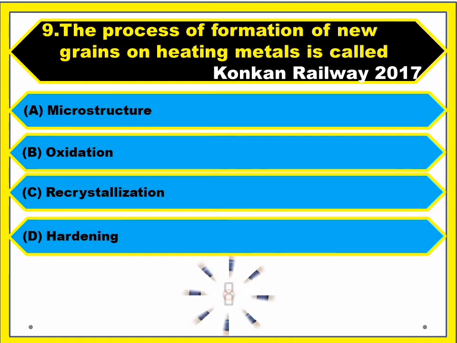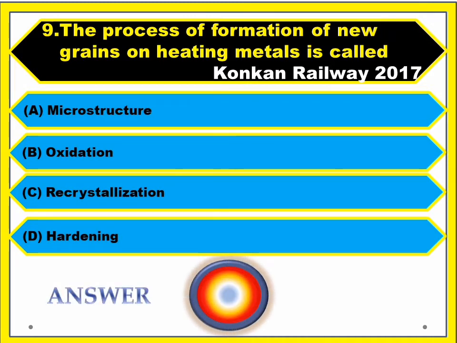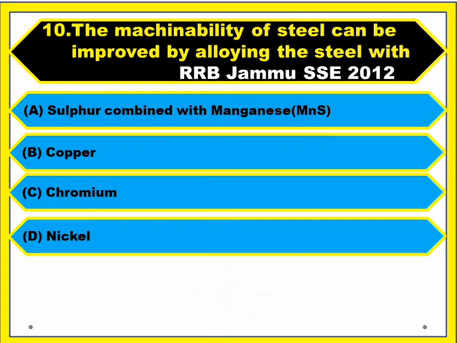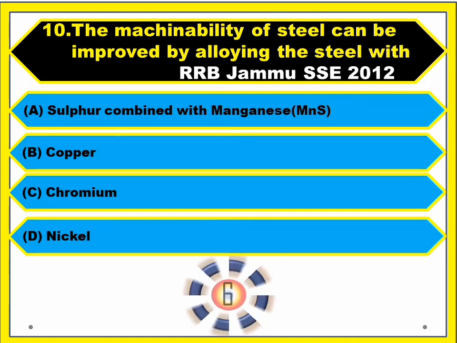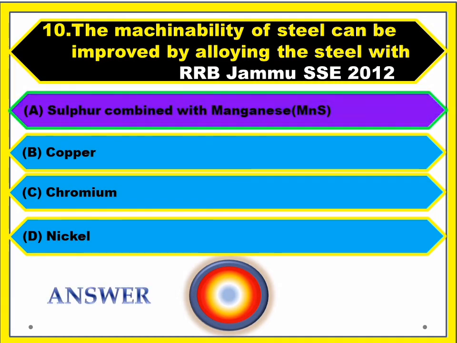Question number 9. The process of formation of new grains on heating metals is called? Answer: recrystallization. Question number 10, last one. The machinability of steel can be improved by alloying the steel with? Answer: sulfur combined with manganese sulfide.